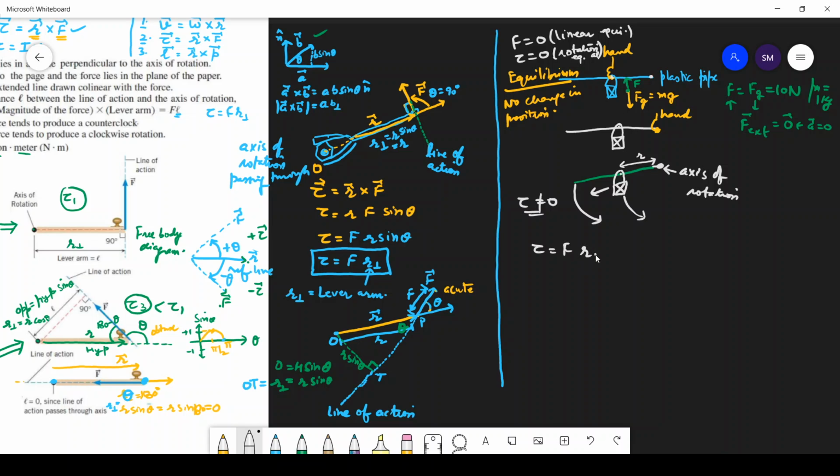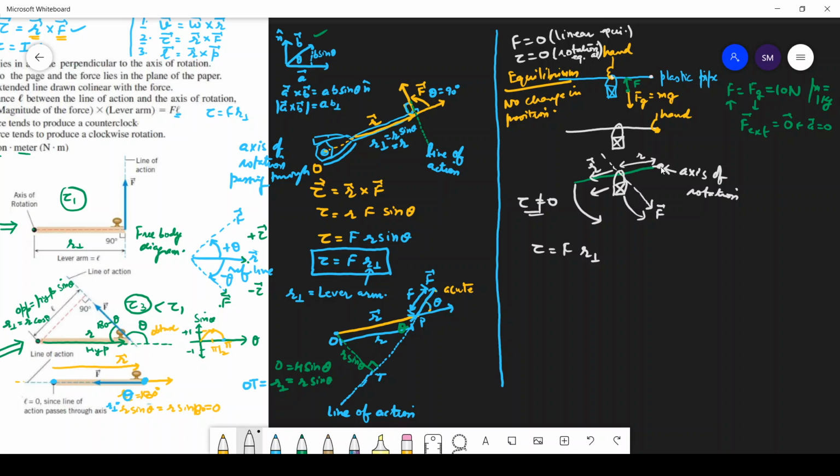F into R perpendicular. So where is the line of action of force? Suppose this is your line of action of force, this direction, and this is your direction of R. Isn't it? This will be your direction of R. So the same case as we did here, the angle between R and F is an obtuse angle.